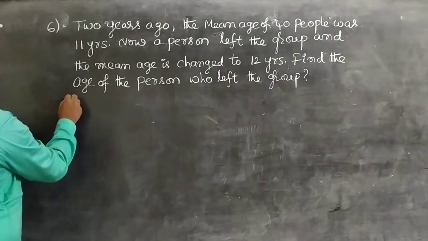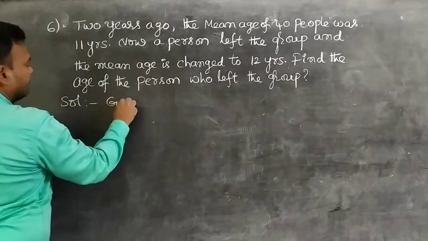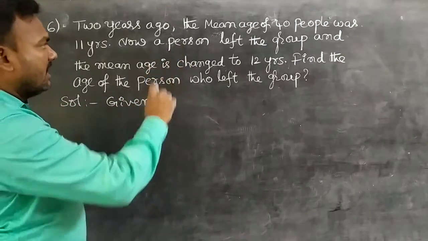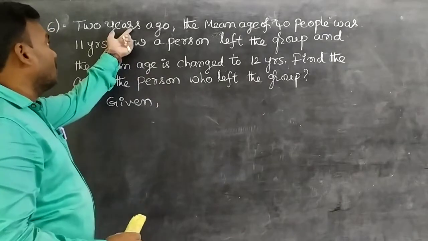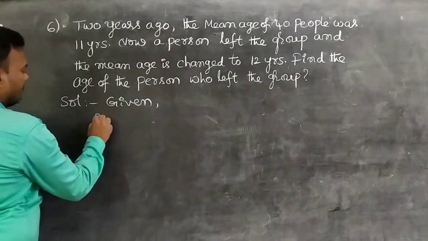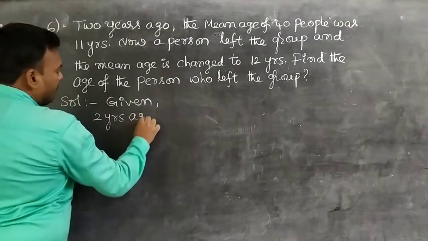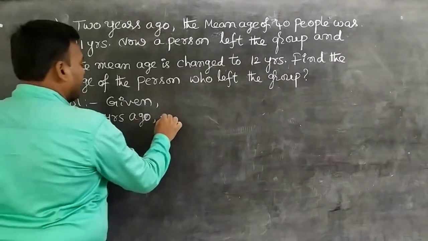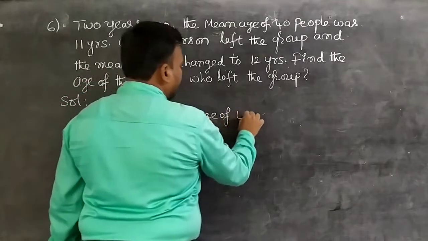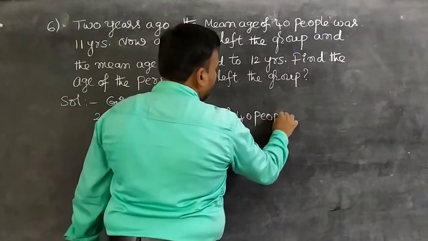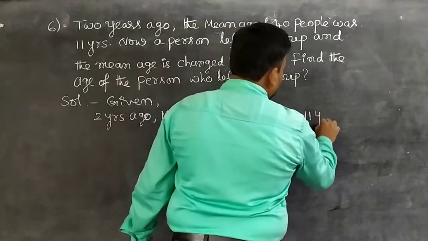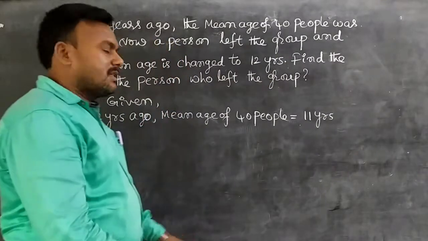Observe the solution, students, all of you. Solution given. So what is given? How many people are there? 40 people. The mean age, 2 years ago, of 40 people is equal to 11 years. Okay, students. Next one.